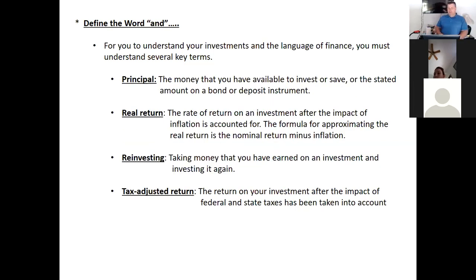The principal. The principal is the money that you have available to you to invest or save. So the $10 I'm putting in the bank would be the principal. It's the stated amount on a bond or deposit instrument as well. If I buy a $20 bond, the principal is $20.